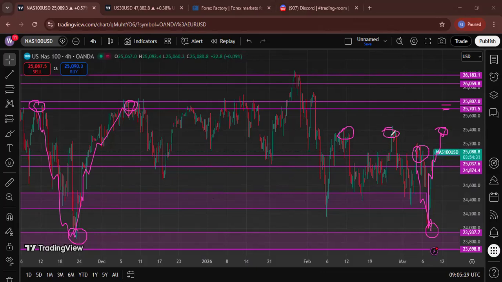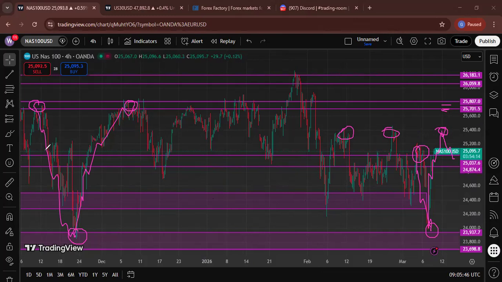Potential rally to these areas of 25,400. Then once you get here, you observe and see if price holds at these, then you can see a potential push down. But if price fails to hold at this, expect a potential continuation of the rally higher all the way to these areas of 25,700 levels.